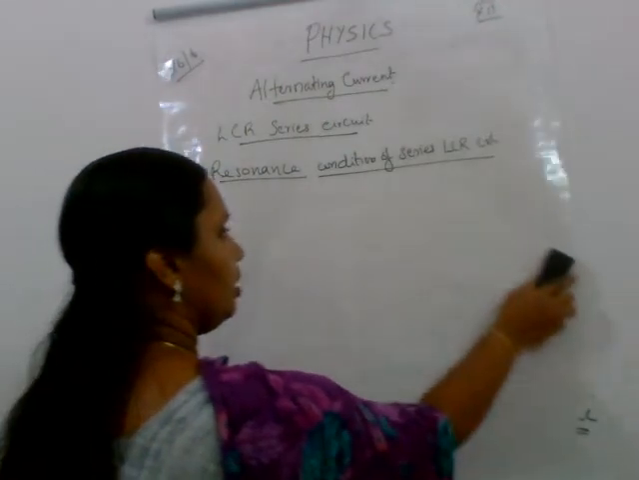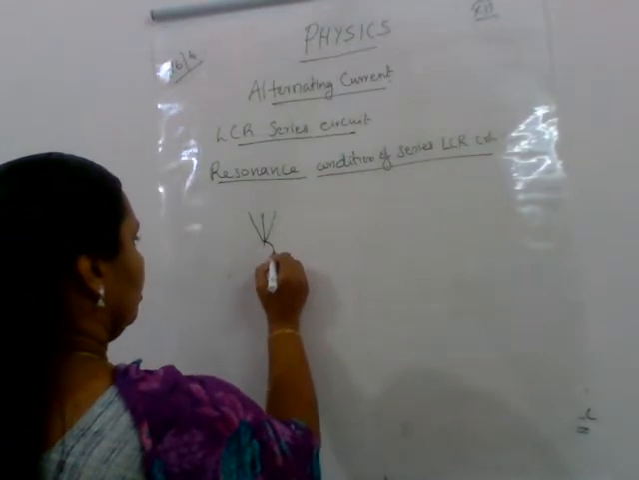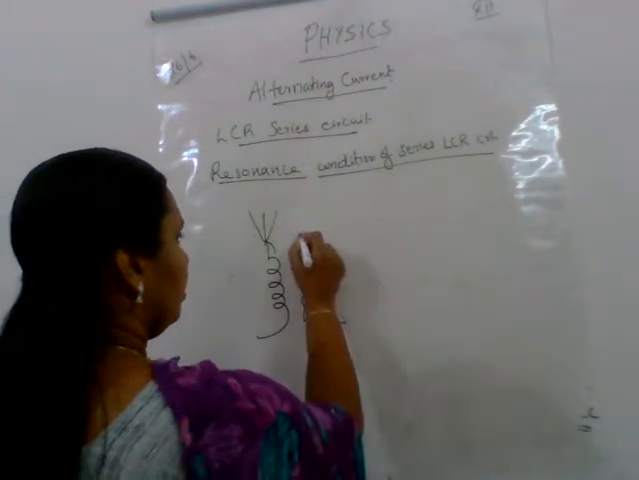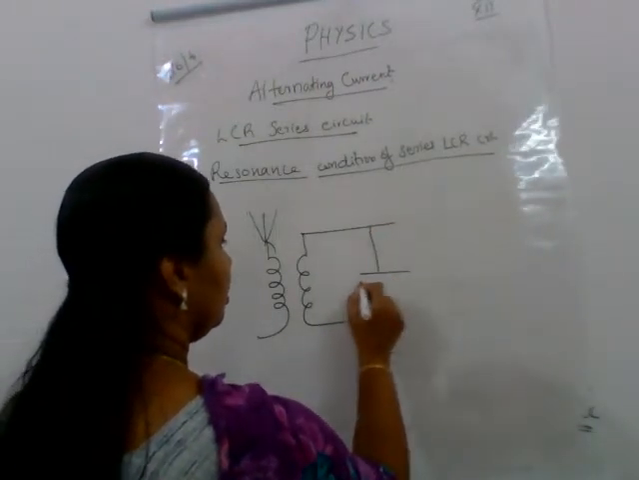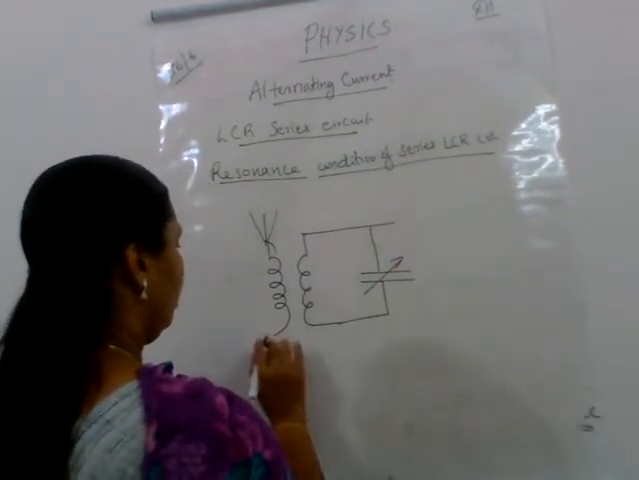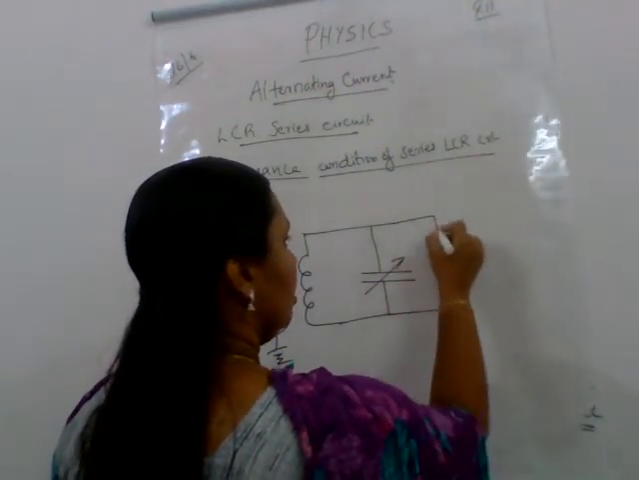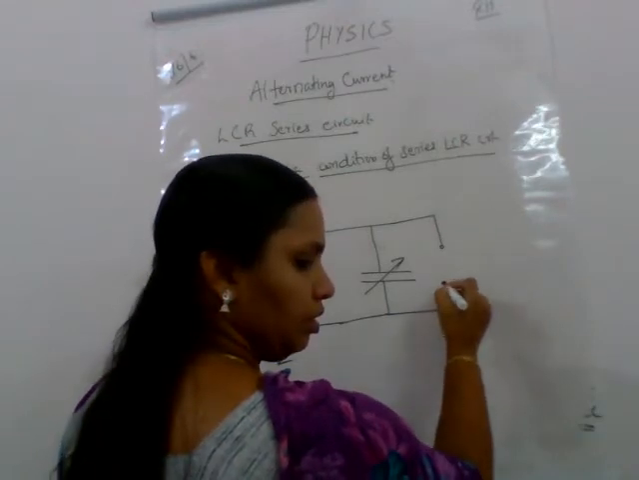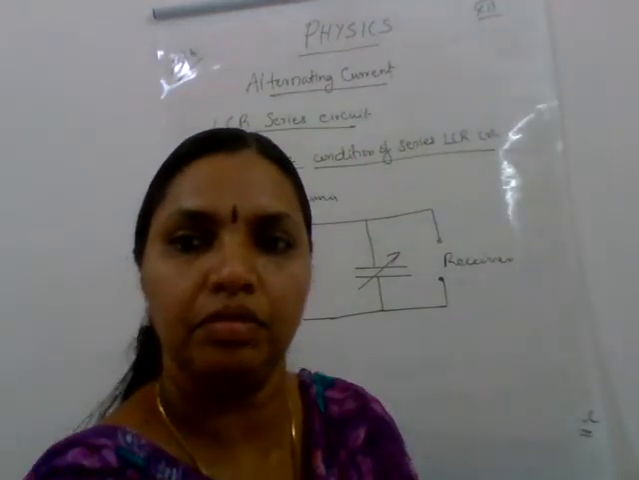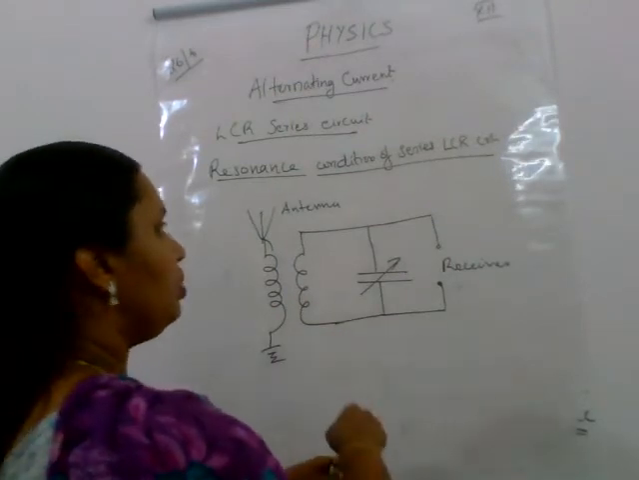The connection comes like this: the inductor, and here the variable capacitor, and this goes to the receiver. Okay, this is to the receiver antenna.